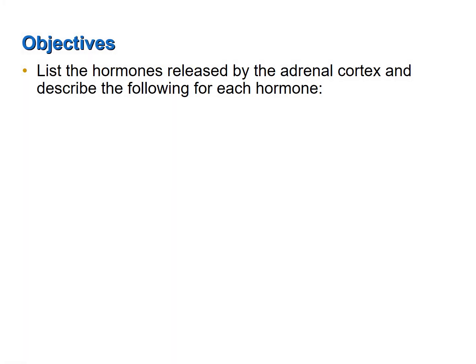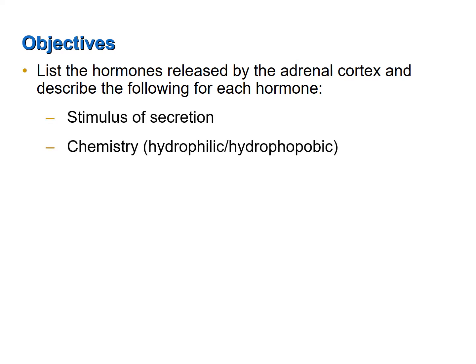For the adrenal cortex, list the hormones released and describe for each hormone the following: stimulus of secretion, chemistry, whether it's hydrophilic or hydrophobic, target tissues and effects, and how the hormones are regulated.